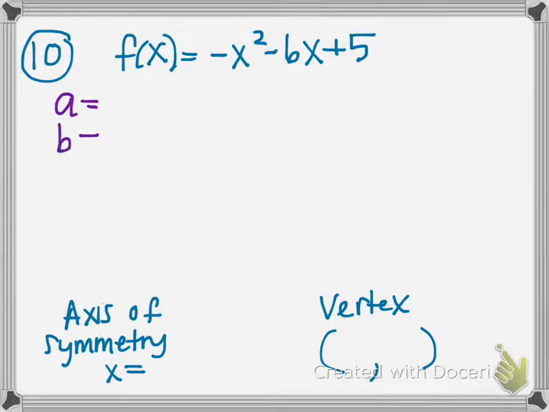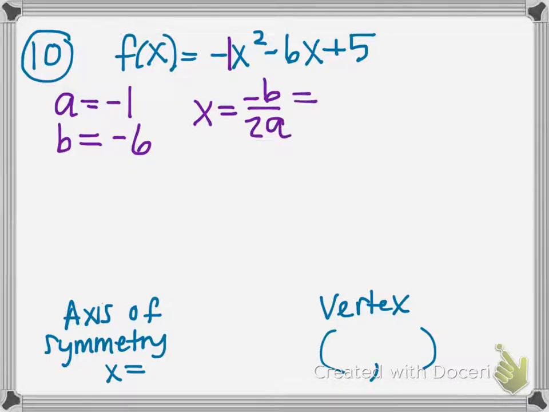a is the number in front of the x squared, which is -1. There's really a -1 there. And b is the number in front of the x, which is -6. So the formula to get the x-coordinate is opposite of b over 2a. So if b is -6, the opposite is +6. Let me rewrite that. +6.